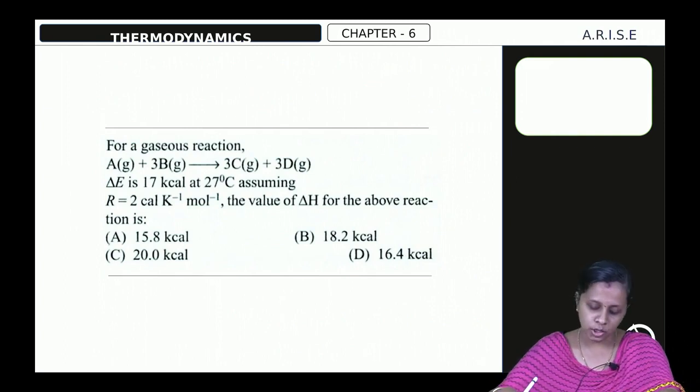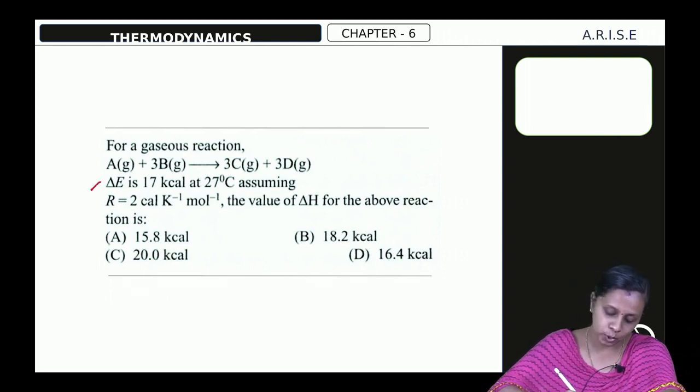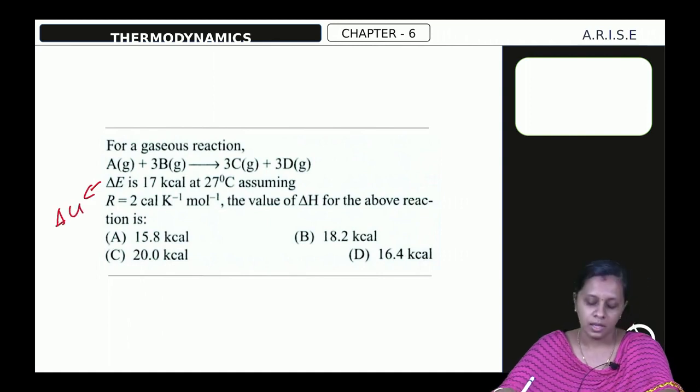For a gaseous reaction, A gas plus 3B gas giving 3C in gaseous state plus 3D in gaseous state, all the reactants and products are in the gaseous state. Now delta E, which is actually delta U, is 17 kilocalories. Here it is given in kilocalories at 27 degrees Celsius, assuming R is equal to 2 calorie per Kelvin per mole. The value of delta H for the above reaction.